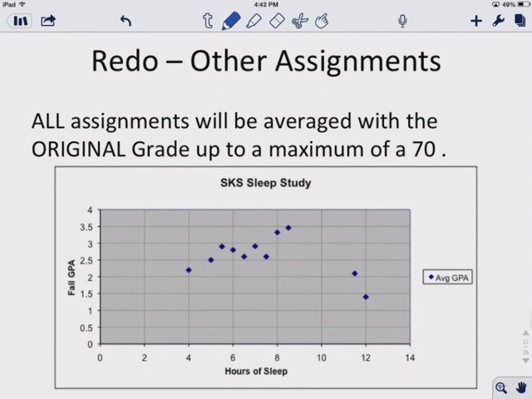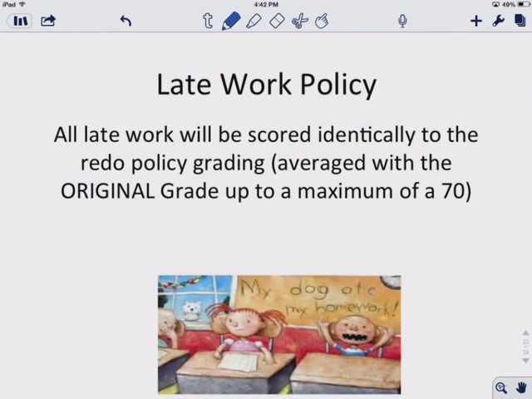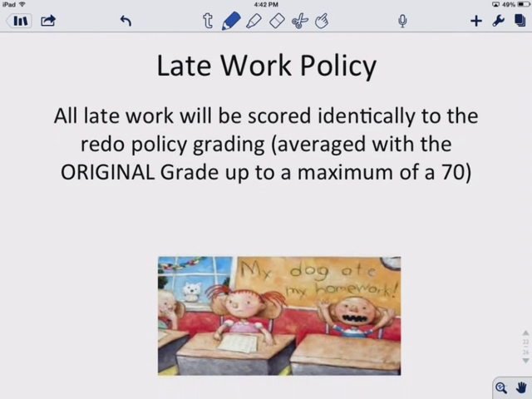Redo any other assignment. All other assignments that you need to redo will be averaged with the original grade up to a maximum of a 70, just like the grading policy. Late work policy. All late work will be scored identical to the redo policy, averaged with the original grade up to a maximum of a 70.